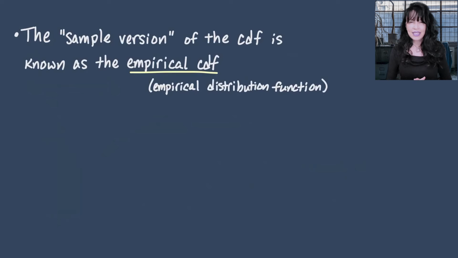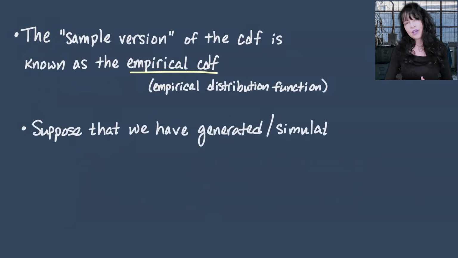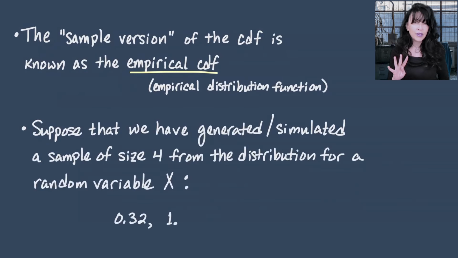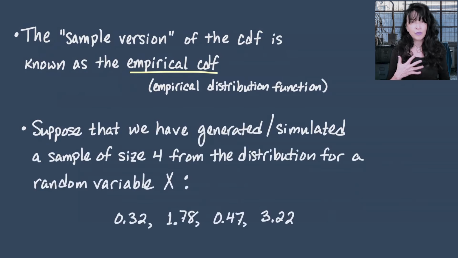The empirical CDF, how are we going to come up with one based on data? As an example, I'm going to suppose that we have generated or simulated 4 values from a distribution for a random variable X. Suppose I get these numbers right here. I just want to note at this point that these numbers are rounded just to make nice-looking slides. If you're truly trying to simulate values from a continuous distribution, you probably don't want to round off your numbers like this. It almost looks like a discrete distribution.